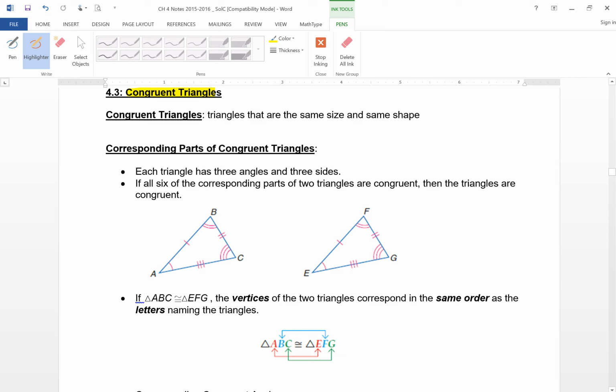All right, so we're going to talk about congruent triangles today. We've talked about congruent segments. We've talked about congruent angles. Today we're going to talk about congruent triangles. Congruent triangles are triangles that are the same size and the same shape. Meaning, if you took two congruent triangles and put them on top of one another, they should overlap perfectly. Okay? Now, each triangle, we know, has 3 angles and 3 sides.